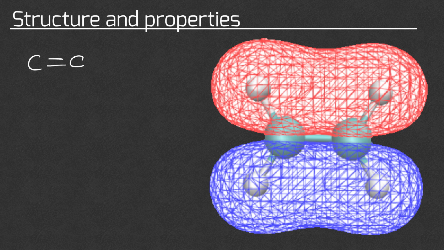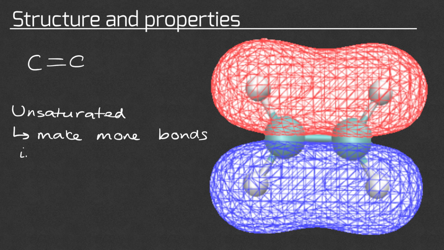An alkene is a chemical with at least one carbon-carbon double bond in it. So we can say that these molecules are unsaturated. This is because they can make more bonds in addition reactions, and we'll look at those reactions later on. Since they can make more bonds in reactions, we can say they are quite reactive chemicals.